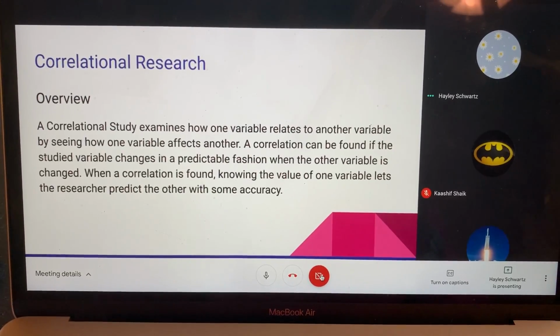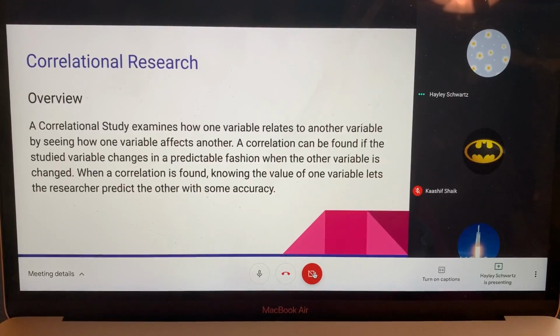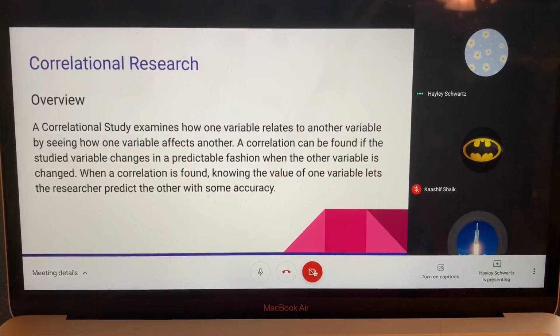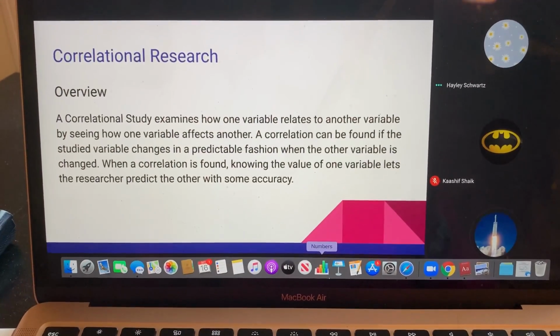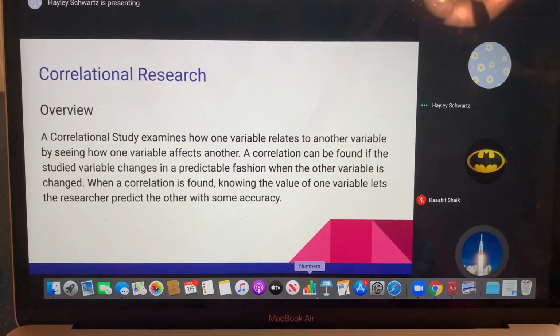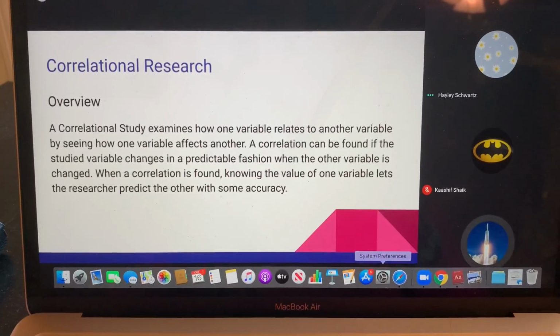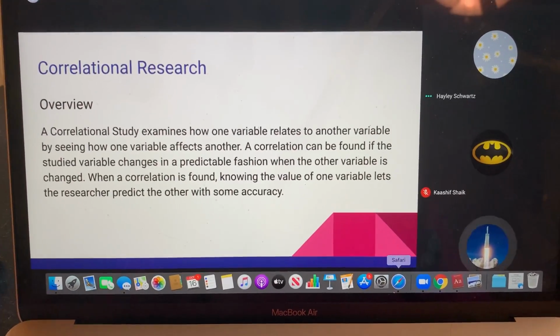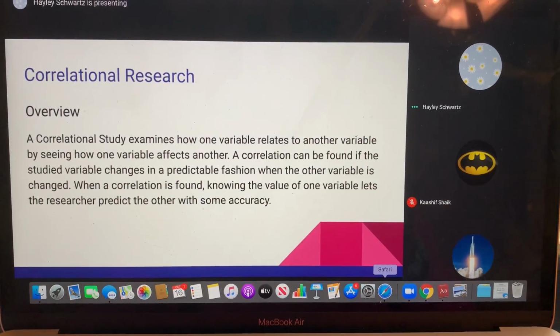The second method was correlational research. A correlational study examines how one variable relates to another variable by seeing how one variable affects another. Correlation can be found if the study variable changes in a predictable fashion when the other variable is changed. When a correlation is found, knowing the value of one variable lets the researcher predict the other variable with some accuracy.